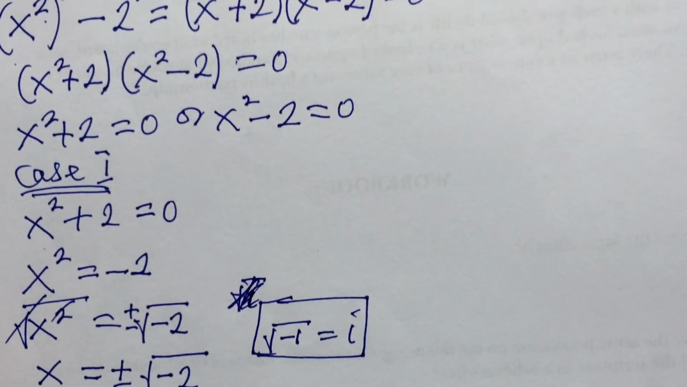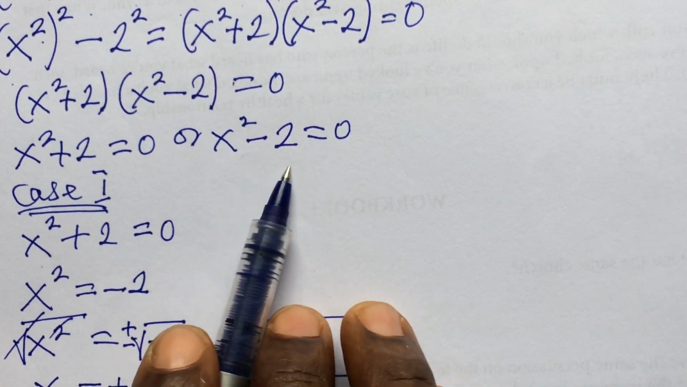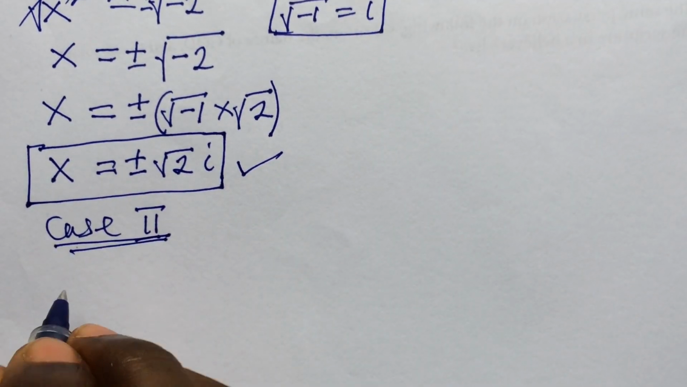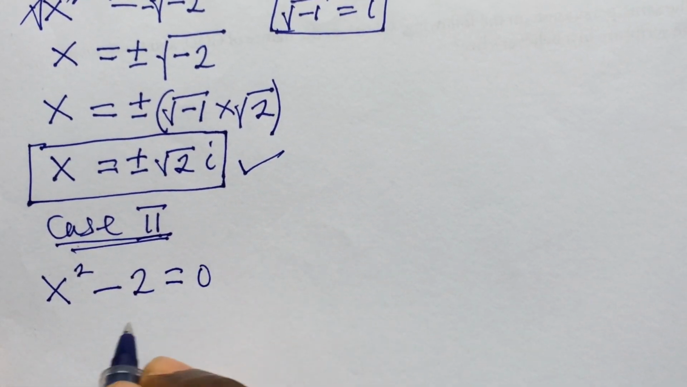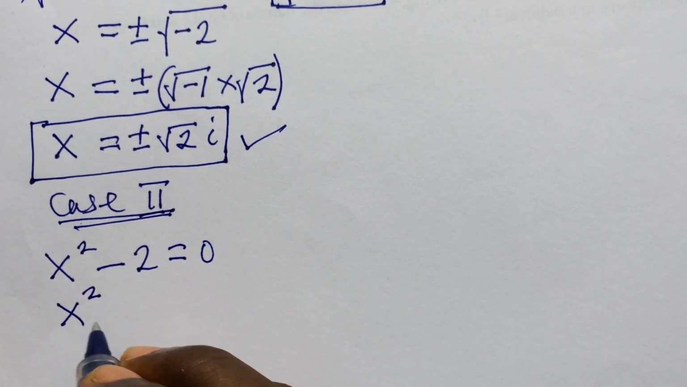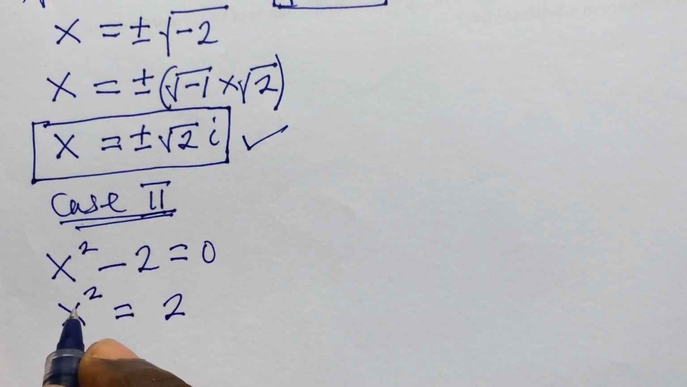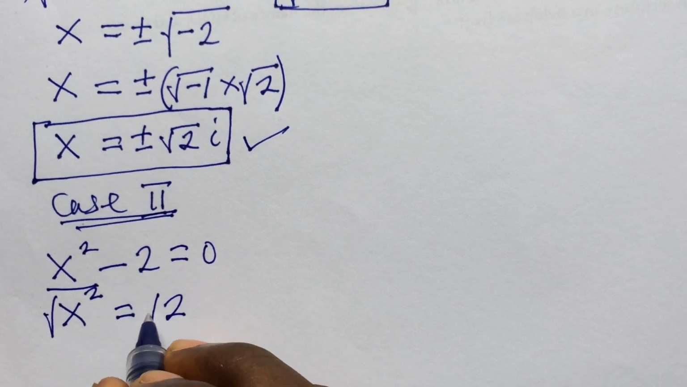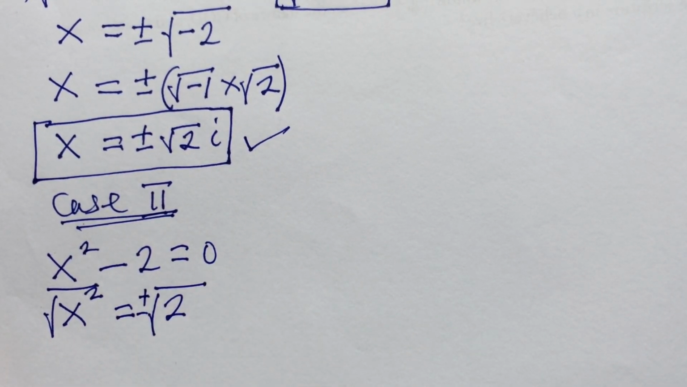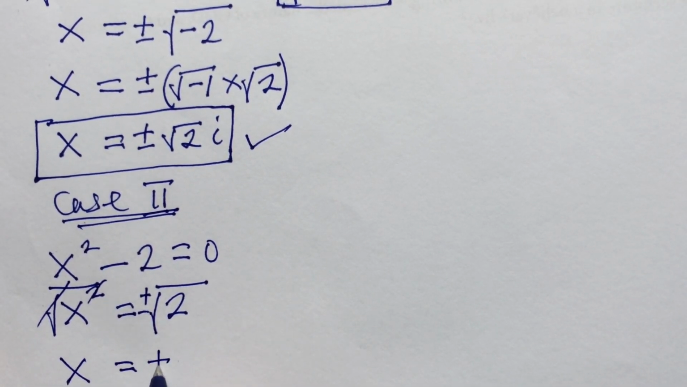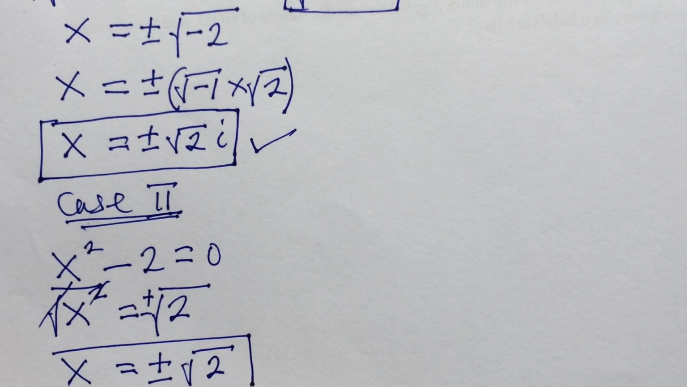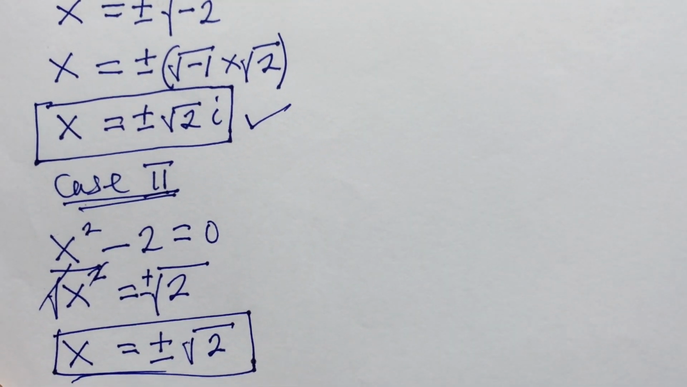Let's break down our question from case 2. This is our question in case 2. So we have x to the power of 2 minus 2 equal to 0. Collecting items, we have x squared equal to 2. Again, take the square root of both sides, and produce your plus or minus here. We now have x equal to plus or minus the square root of 2. Okay, so this is the answer to the second quadratic equation.